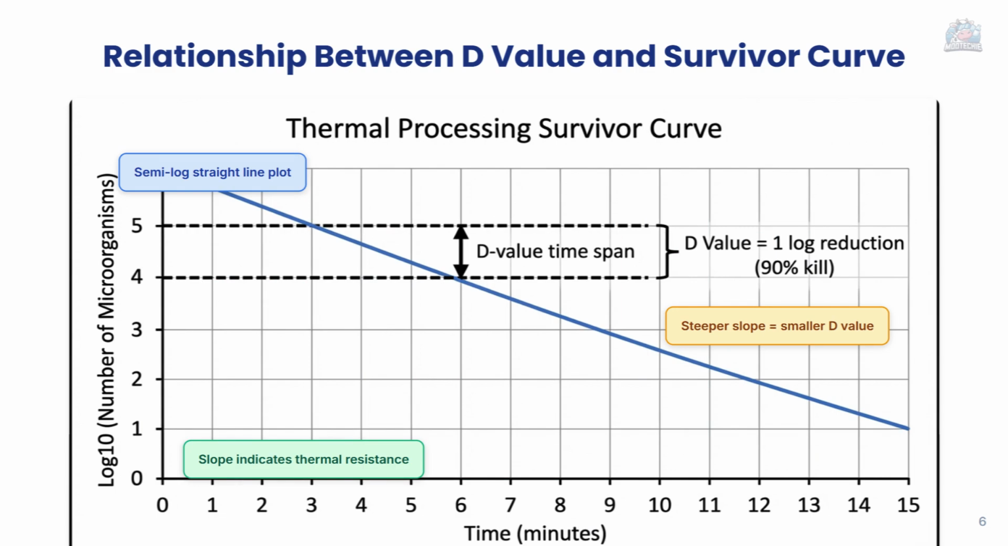This slide shows the relationship between the d-value and the survivor curve. The distance between two log reductions represents one d-value. The slope of the line indicates the thermal resistance of microorganisms. A steeper slope means microorganisms are destroyed more quickly. This corresponds to a smaller d-value. A flatter slope indicates greater heat resistance and therefore a larger d-value.